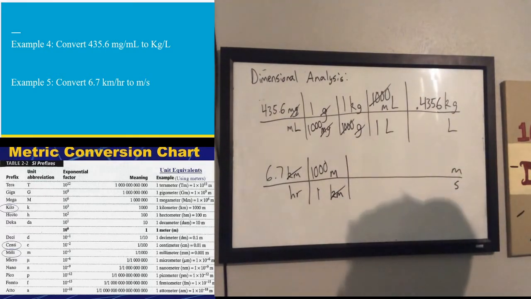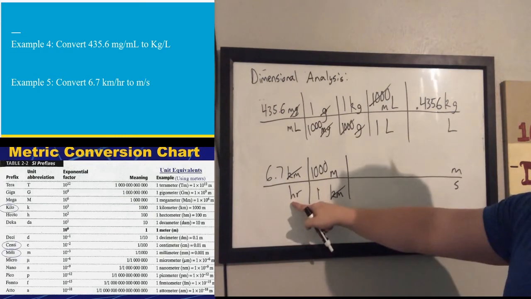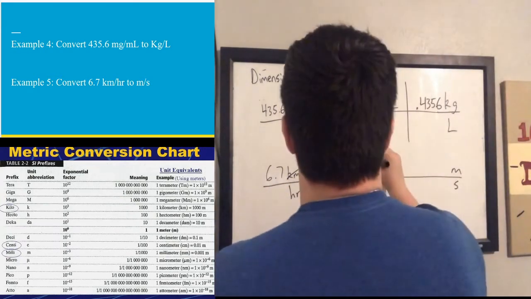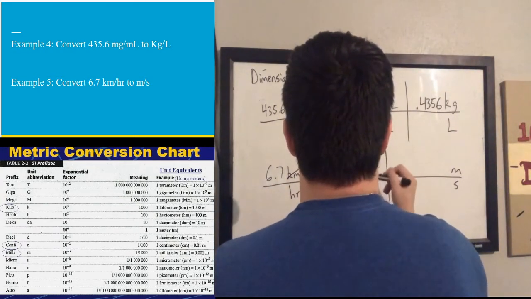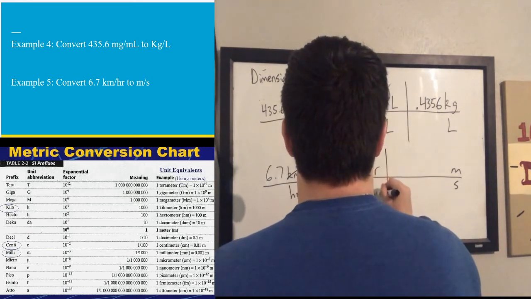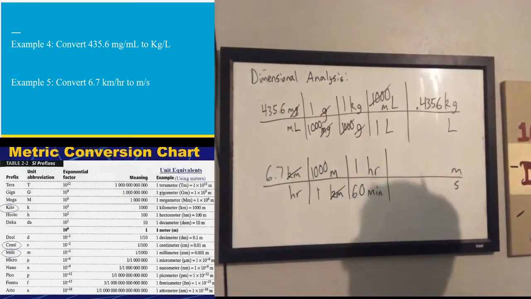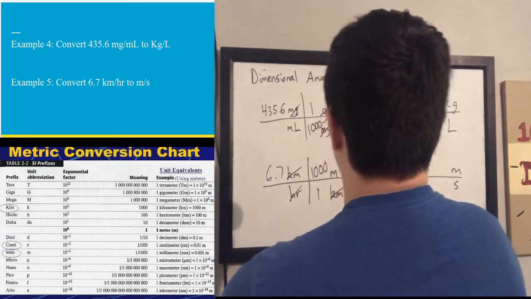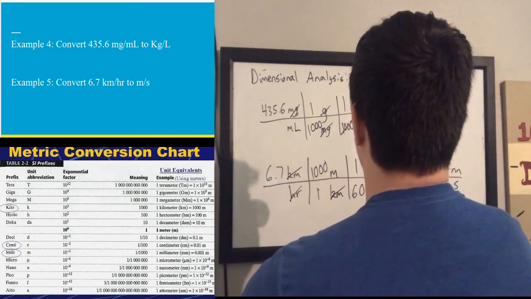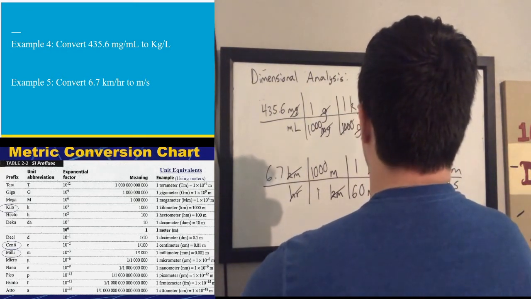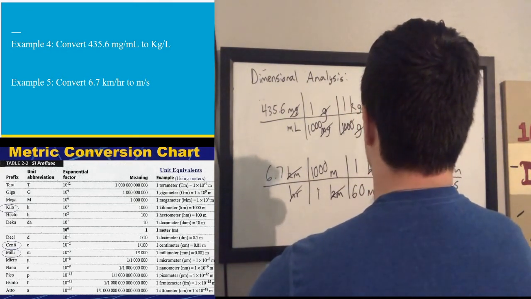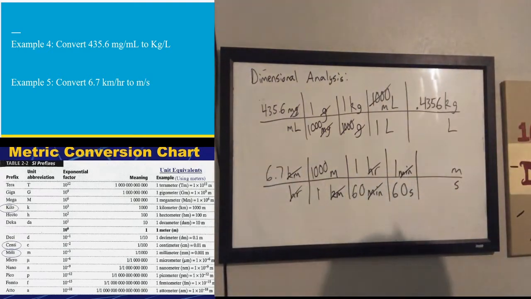Now I got to convert hours to seconds. Remember, to get rid of hours, I have to send it to the top. Maybe you know how many seconds are in an hour. Let's just say you don't. In every hour, there's 60 minutes, like so. So now your hours are canceled out. And in every minute, there's 60 seconds. Like so.